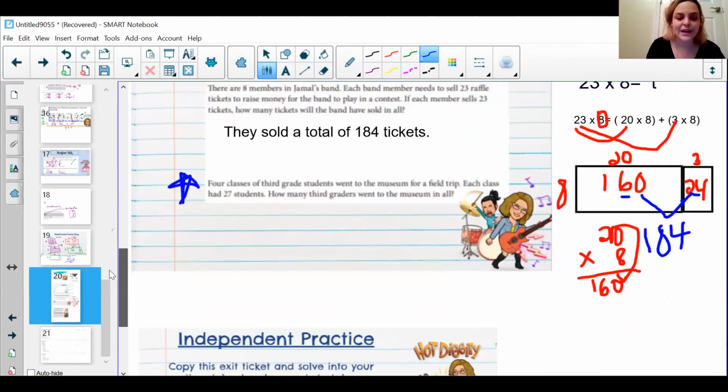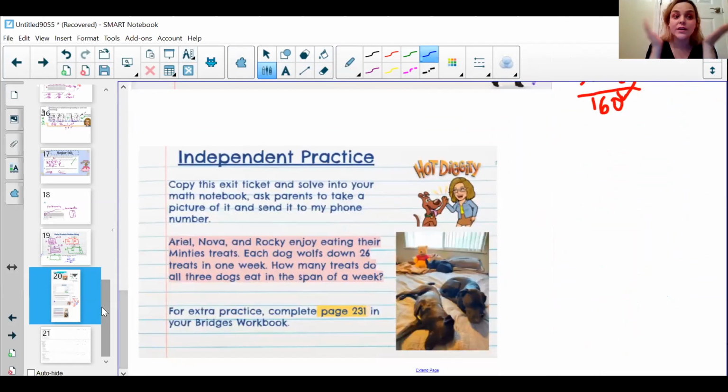And we're back. So the last part of today is that I'm going to ask you to do an exit ticket because we haven't done those since we've been out of school. So you're going to copy this exit ticket and solve in your math notebook. Ask parents to take a picture of it and send it to my phone number. Your parents should have my phone number. If you're Miss Delgado's class and your parent knows her phone number, send it to her. And again, if you're in Mrs. Alonso's class and your parents know her phone number, please send it to Mrs. Alonso. If you're in my class, have your parents send it to me so I can easily go through our students' answers.